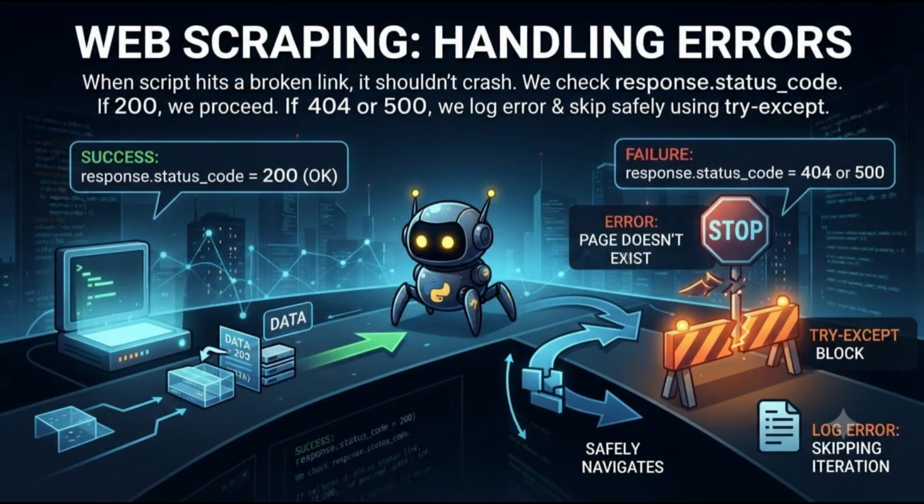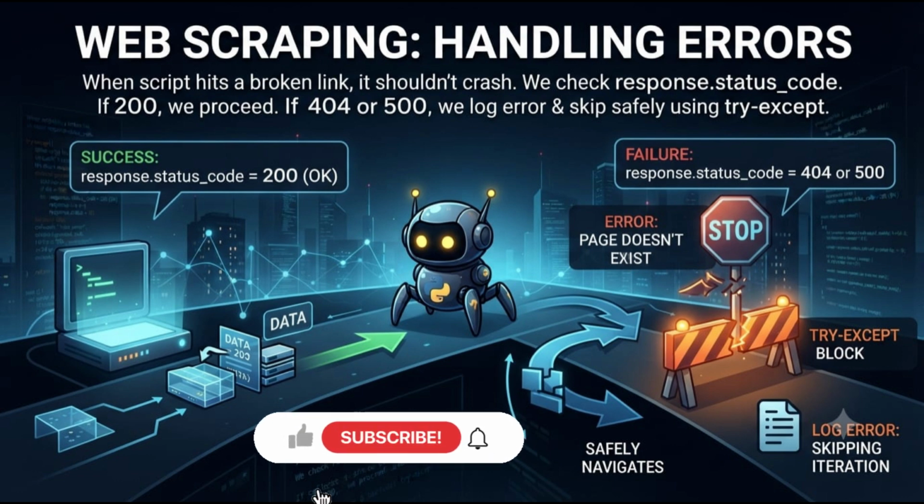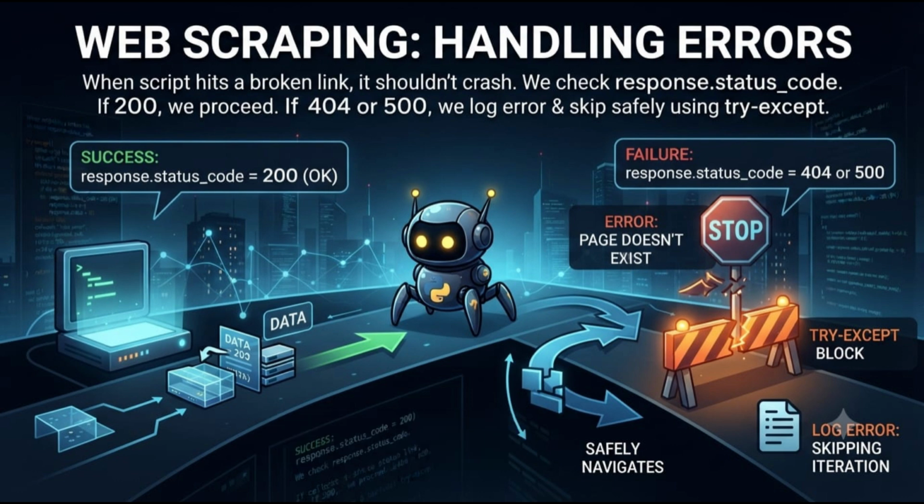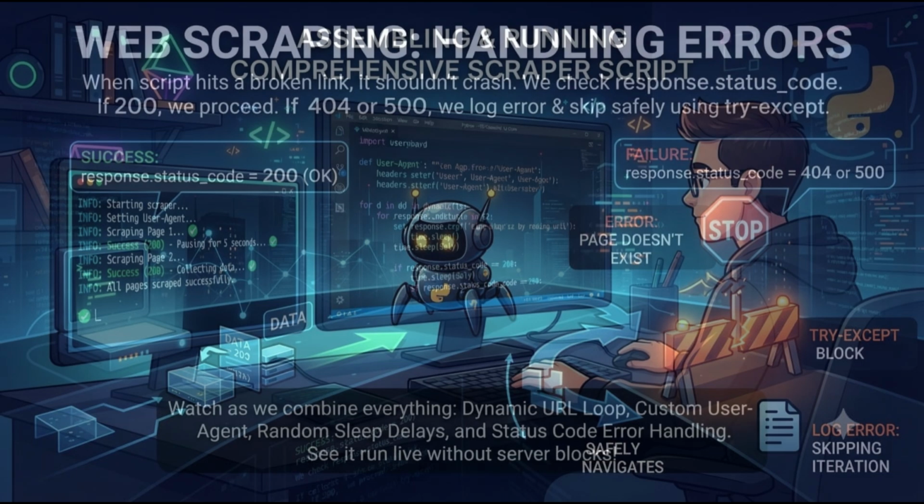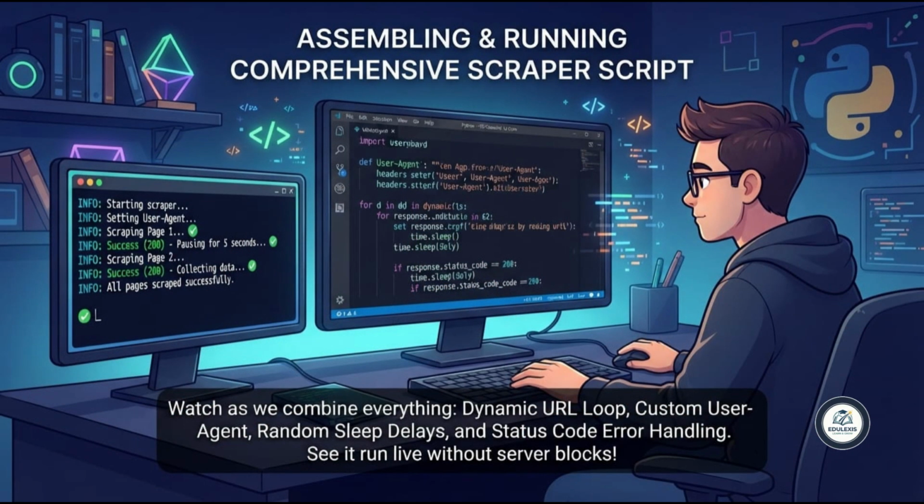Even with delays and headers, things can occasionally fail. Maybe a page doesn't exist, or the server drops the connection. If our script hits a broken link, it shouldn't crash entirely. We should check the status code using response.status_code. If it equals 200, we proceed with scraping. If it returns 404 or 500, we log an error message and safely skip to the next iteration using a try except block.